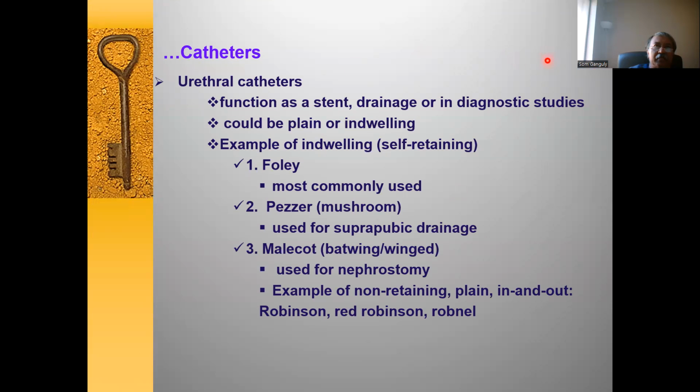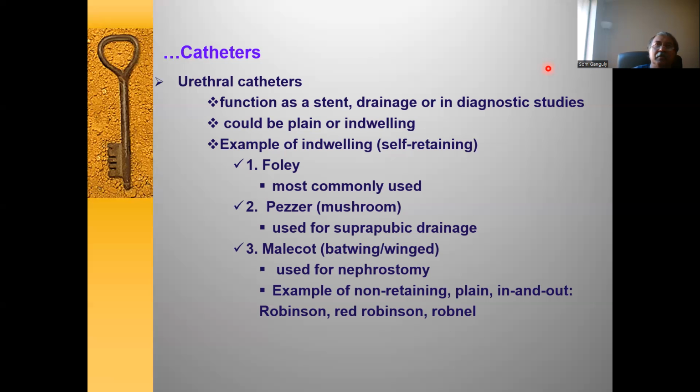Now, the urethral catheter that you see could be used as a drainage process. It could be plain or indwelling. Plain means a catheter placed just to drain the urinary bladder before the case. Indwelling catheter, on the other hand, the nurse or you will put inside the bladder through the urethra, and you will keep it there for a certain period of time.